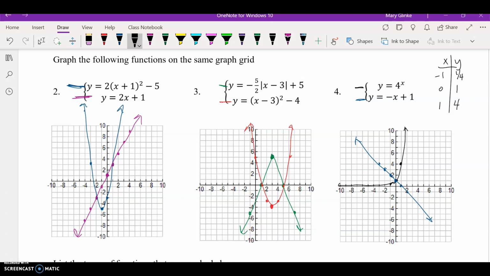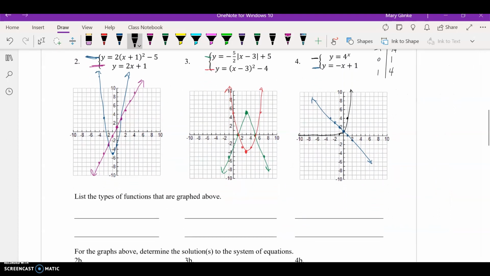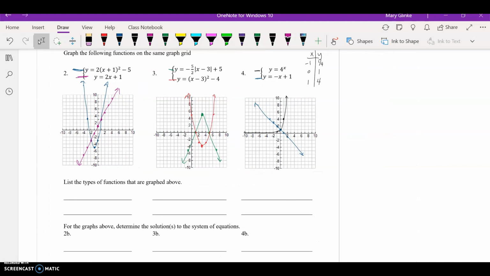So that's a quick review of all of the different types of functions that we talked about, just put on the same graph grid, 2 of them together. Because now what we're going to do is take a look at these. We're going to write down what types of functions we graphed, and then we're going to write down the system to the solution, the system of equations.